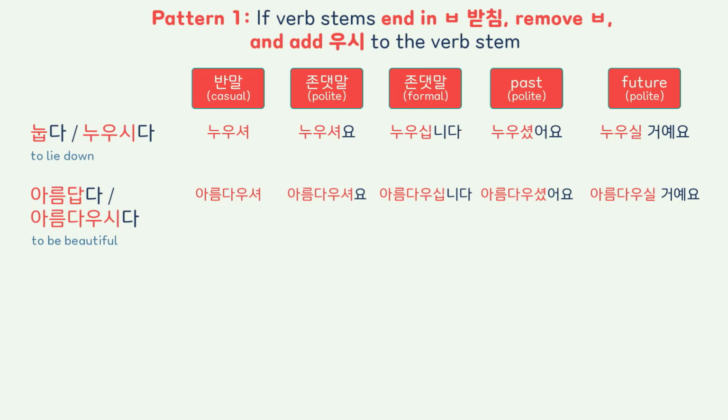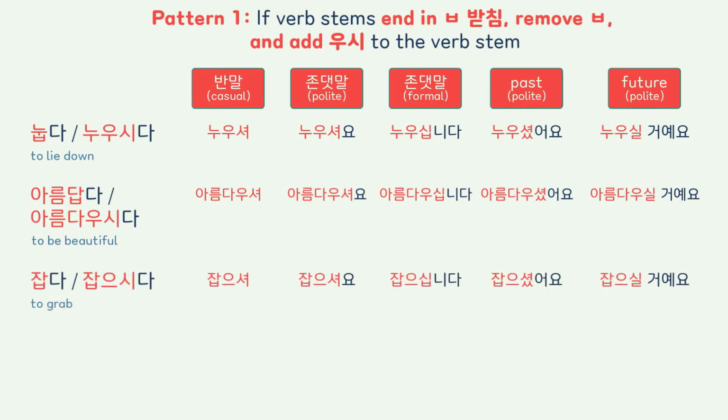However, as before, there is always an exception to the rule, and one exception to this pattern is in the verb 잡다. The honorific form of 잡다 is 잡으시다, and this follows the same pattern we learned in the previous lesson, where we add 으시 to the verb stems ending in a 받침. So this is one exception to this pattern of verb stems ending in 비읍 받침.